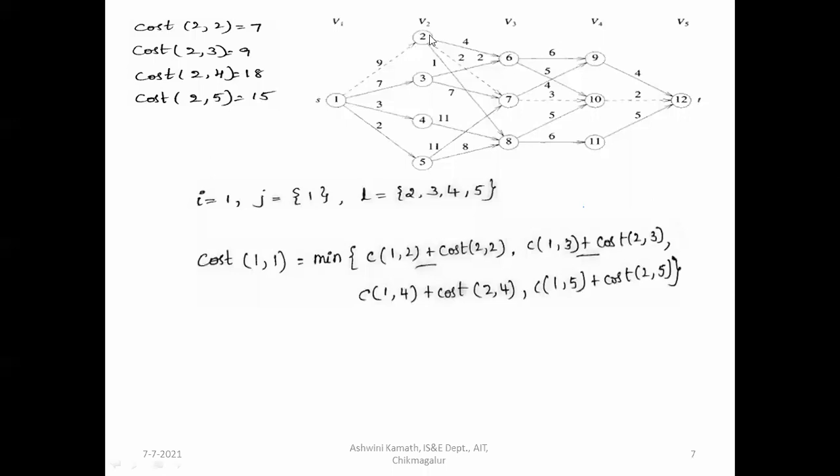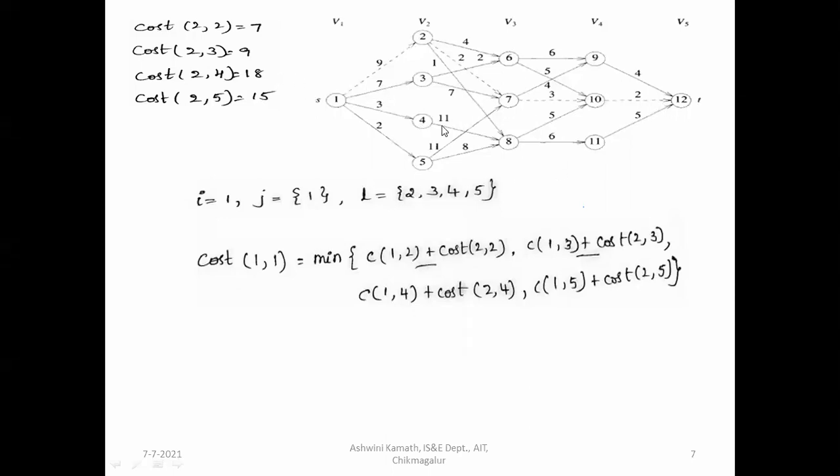2, 2 is from 2 to 12. From 2 to 12 we have already got it as 7. From 3 to 12 we have got 9. From 4 to 12 we have got 18.